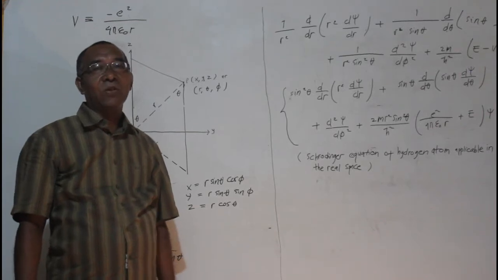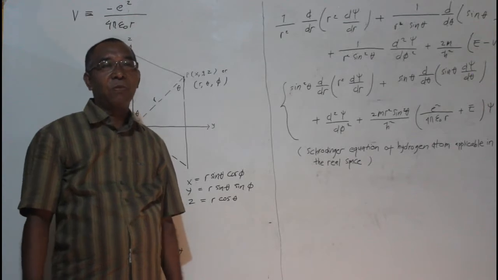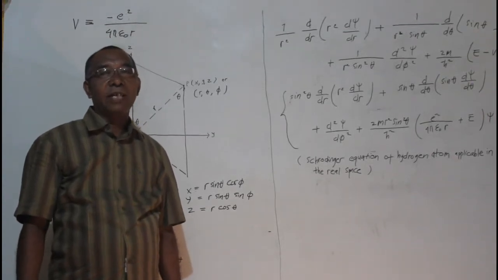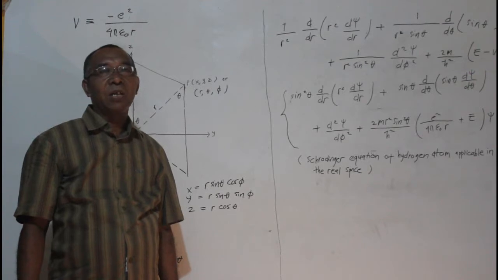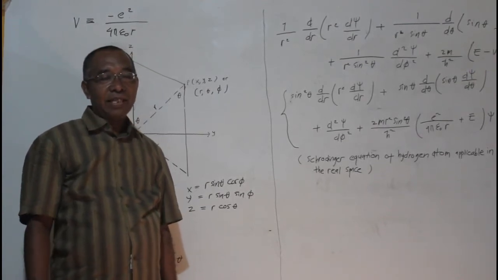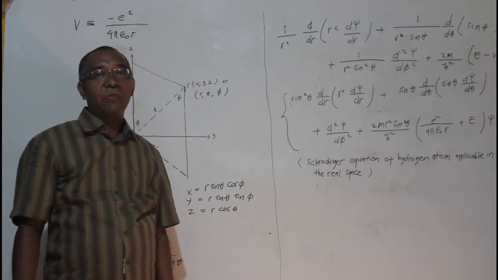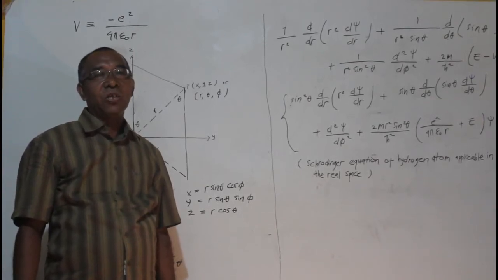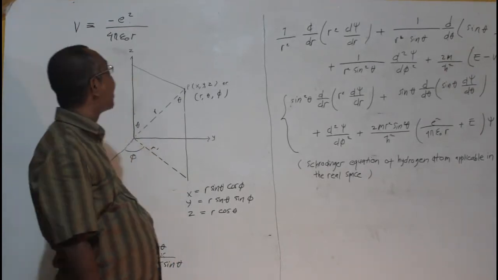To make the Schrödinger equation and the electric potential energy of the electron compatible, we have to transform the Cartesian coordinates x, y, z into the spherical polar coordinates r, theta, phi. The relationship of Cartesian coordinates x, y, z and spherical polar coordinates r, theta, phi could be described as follows.